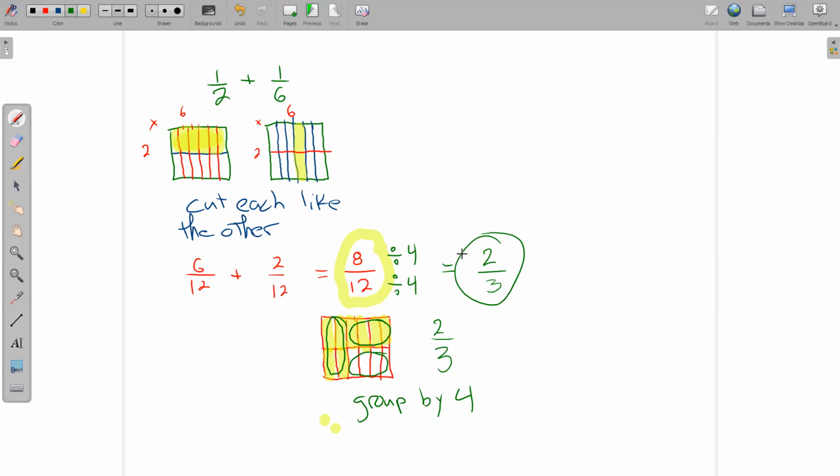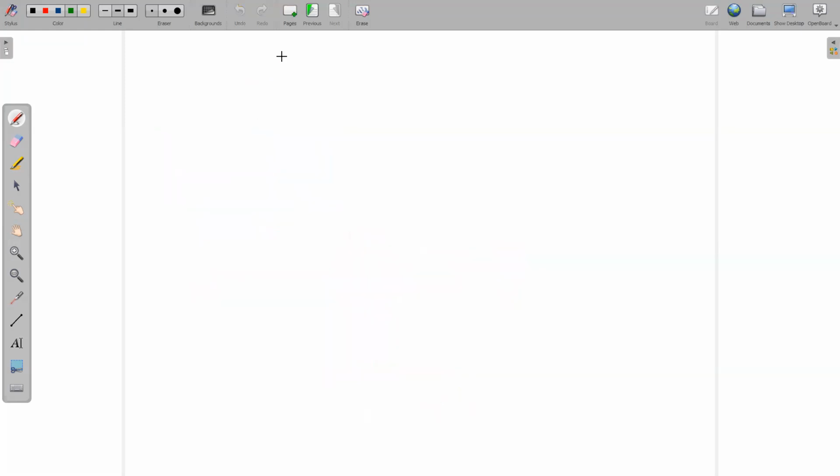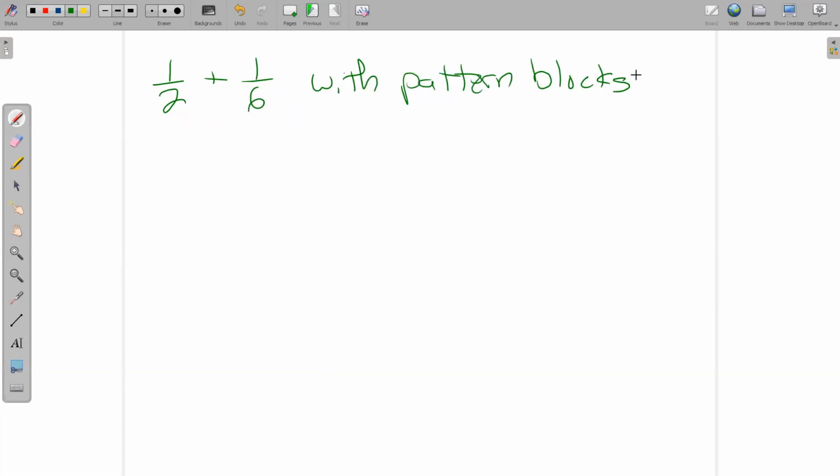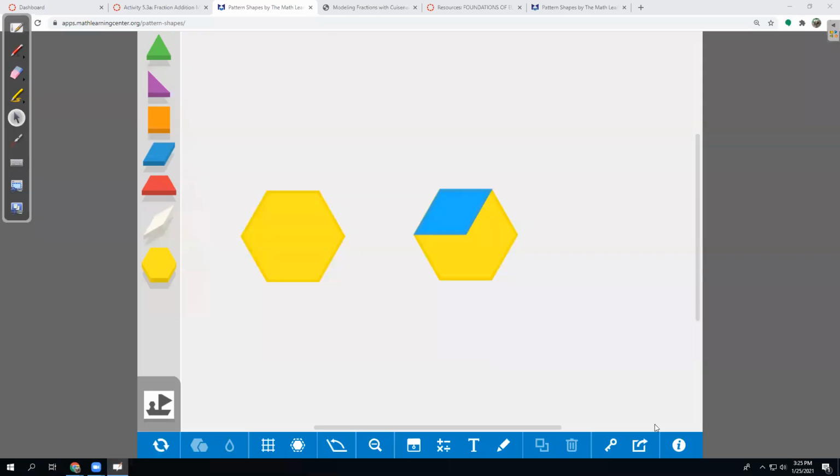All right, so we're going to do that again, but this time I'm going to use those physical toys, and I'm going to jump over to the app to do it. And I'm still going to do the same question. I'm going to do 1/2 plus 1/6, but I'm going to use the pattern blocks. So 1/2 plus 1/6. So let's clear.